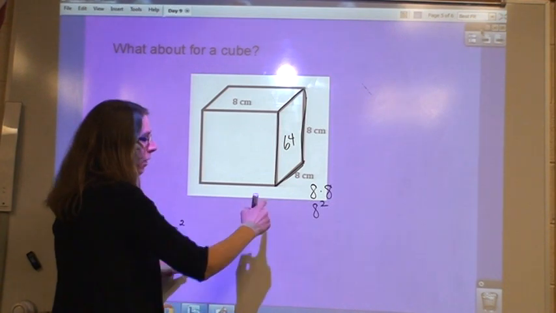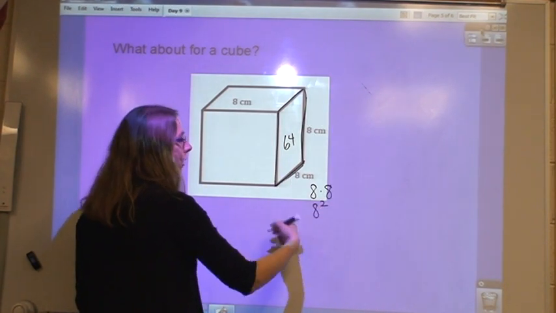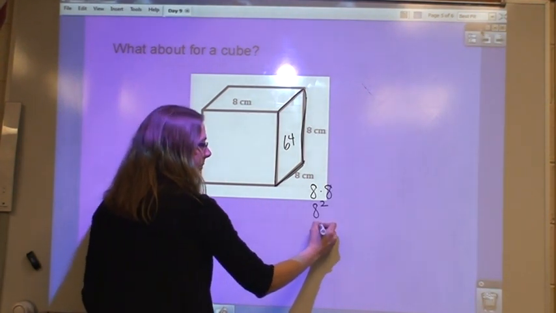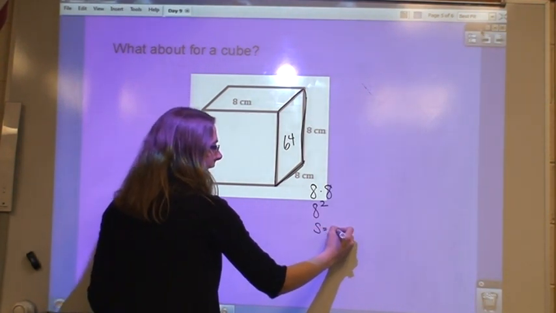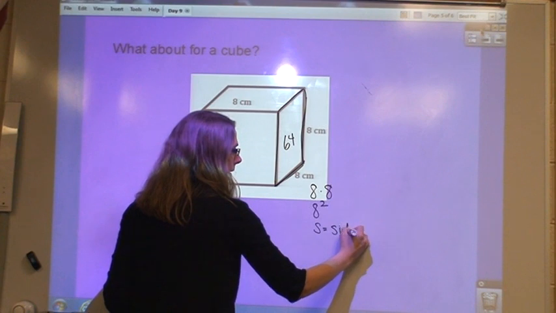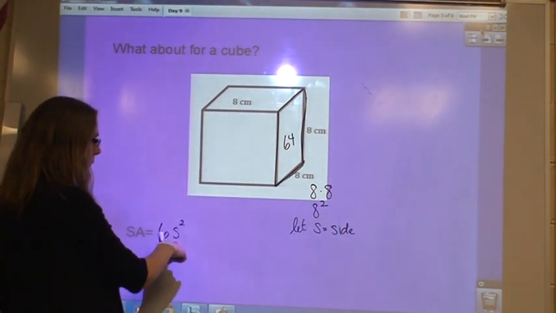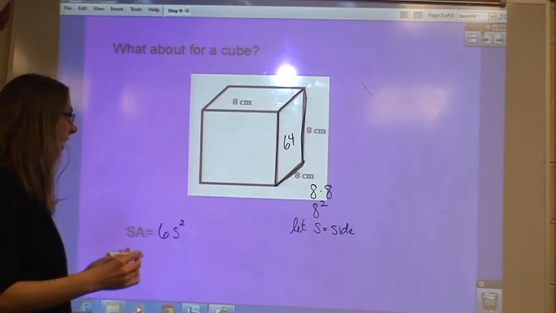And it doesn't matter what number I chose. If I had 4s here instead, it would be 4 squared. If I had 12s, it would be 12 squared. So instead, I'm just going to make the algebra part of it easy and say S is going to equal a side. And then whatever I want to put in for S will work. I could figure out the area of any cube.